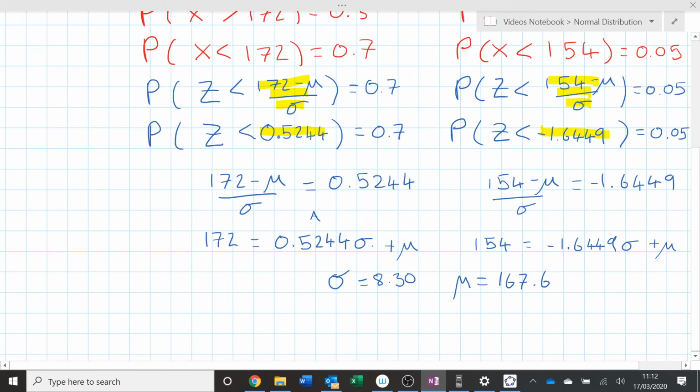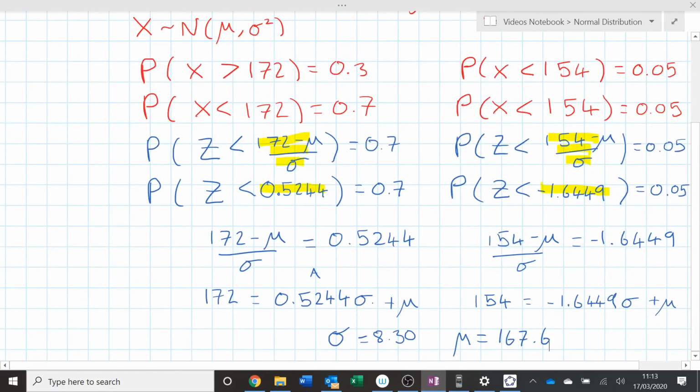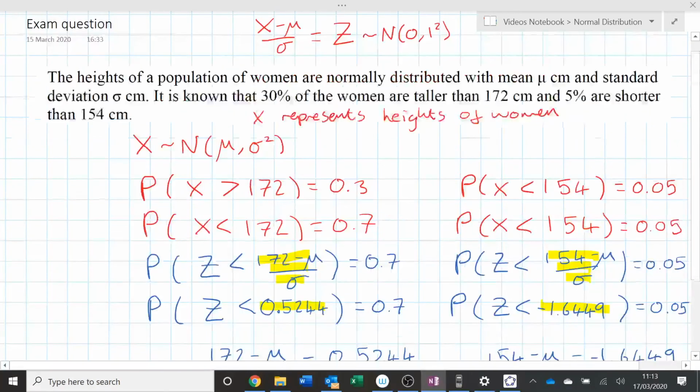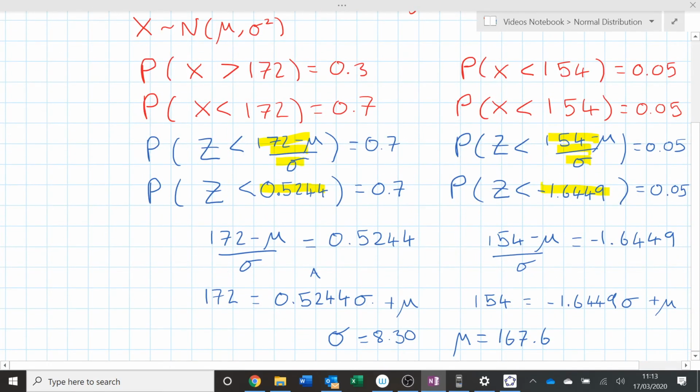It's worth just taking a second here to check: do these answers vaguely make sense in the context of the question? So I've got an average of 167, so about 30% are above 172, and 5% are less than 154. Does 167 as a height make sense? Yeah, I think it does. Sigma: remember, 2 standard deviations from the mean should be 5%. So if I take away 16 or so, is that about right? Yeah, that feels about right. So we're roughly in the right region for those values.